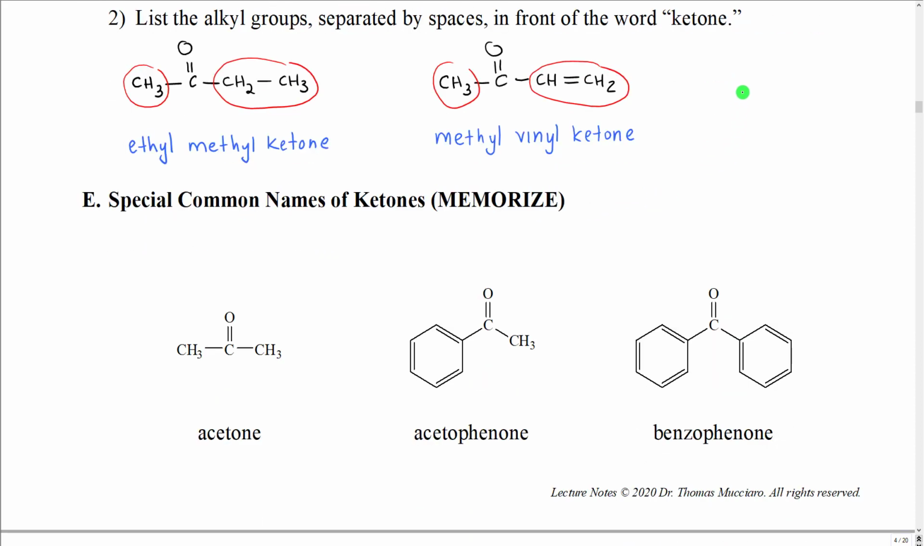There are also common names of ketones that you should memorize. This ketone here, if you look, it's like an acetic acid with a methyl attached on the other side. So again, we have that acet, and then we put the ending for ketone, acetone. This has an acet group right here, and then it has a phenyl group. So it is acetophenone. And then similarly, this is like a benzaldehyde with a phenyl on the other side, so benzophenone.